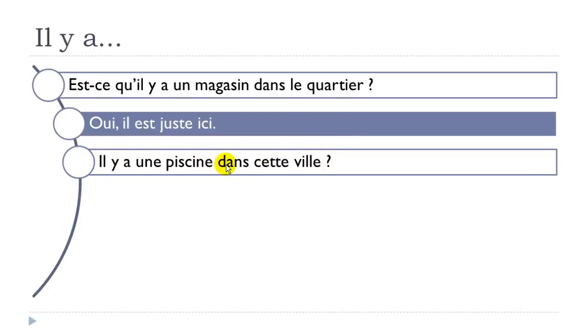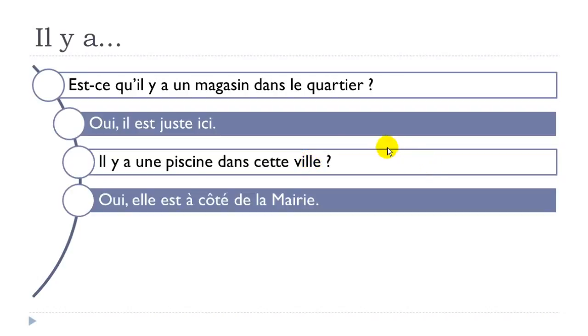Il y a une piscine dans cette ville? Okay, just a little bit to make it clear that it's a question, okay? So answer, oui, elle est à côté de la mairie. À côté, remember it was next or near, okay? And then la mairie, city hall. Oui, elle est à côté de la mairie.